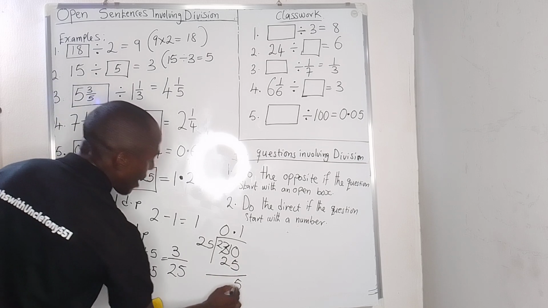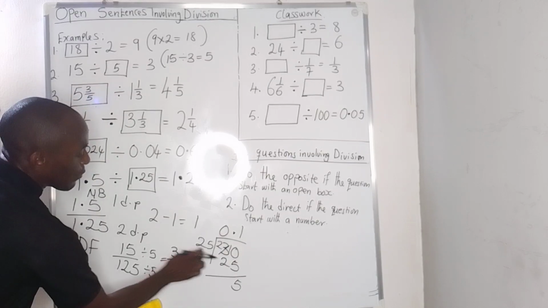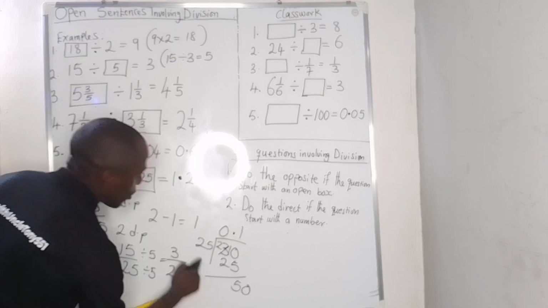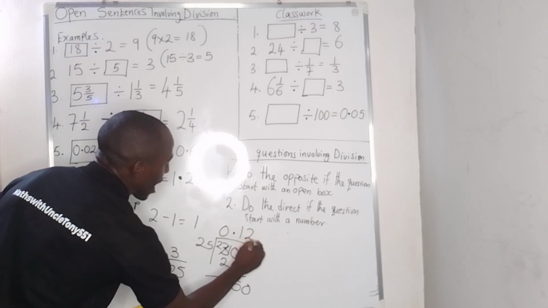Borrow here, 10 take away 5 is 5. 2 take away 2 is 0. 25 into 5 cannot, we add 0. 25 into 50 is 2 times. 2 times 25 is 50. So 50 and 50 are the same thing. So our answer is 0.12. Remember, we have a decimal place of 1. Denominator is bigger, so we are moving forward once. DF, denominator is forward. We are moving the decimal point forward. It becomes 1.2, which is the same thing as what we had. That's our answer.